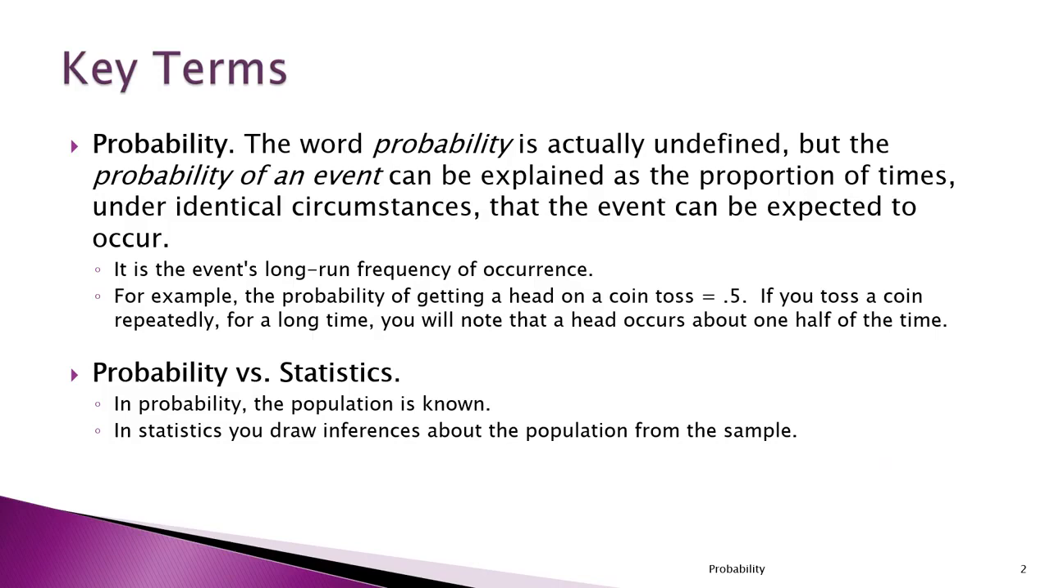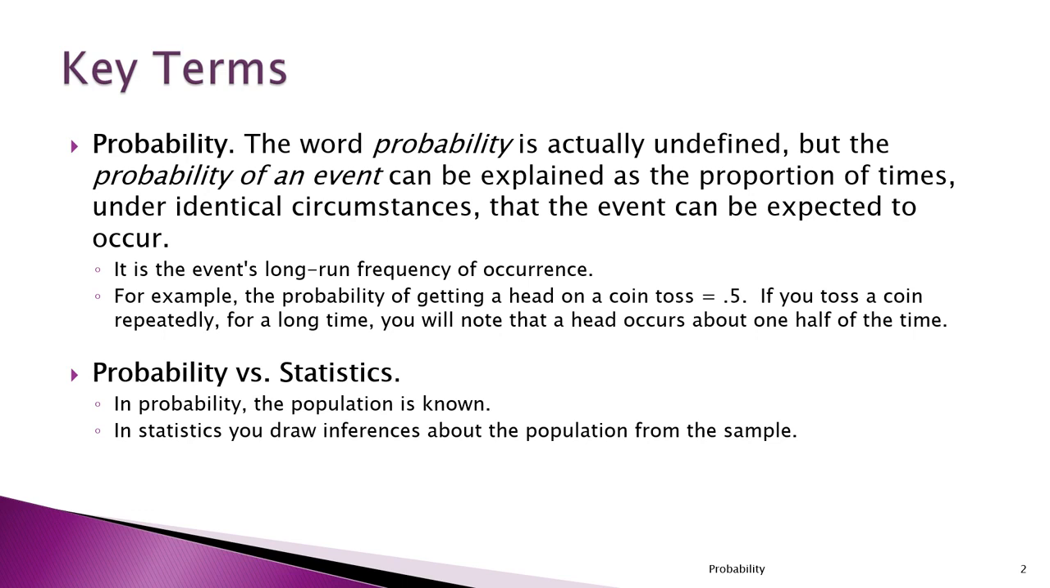It's really very difficult to define probability. The best way to see it is you see how often this event will occur in the long run. For example, if you keep tossing a coin over and over again, you'll note that 50% of the time you'll get a head. So we say the probability of the head is 0.5. So think of it that way, but really there's no good definition of probability.